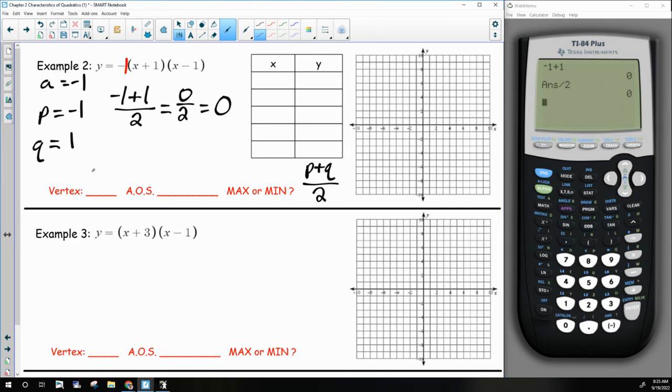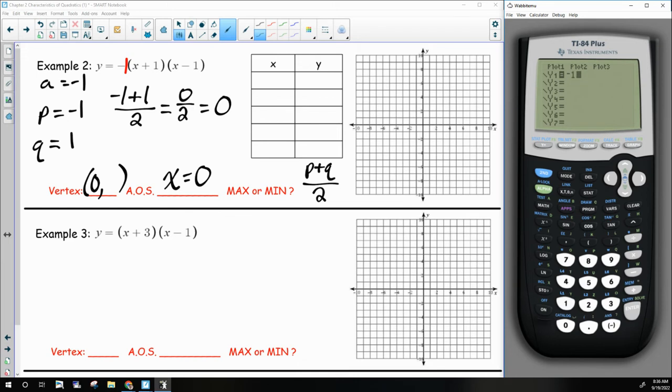So our vertex, the beginning of it, is the point 0, something. We also know our axis of symmetry is the line x equals 0. Both of those are found once you do that P plus Q divided by 2. Again, the issue with vertex form and intercept form and standard form is we only get half the vertex. It is our job to find the other half, which means it's time to go over to our calculators and start plugging in our original equation.